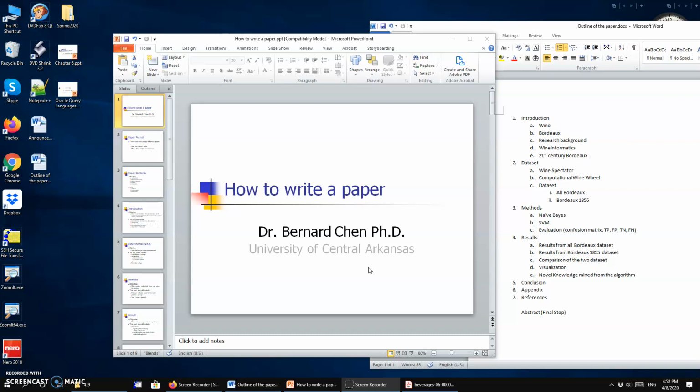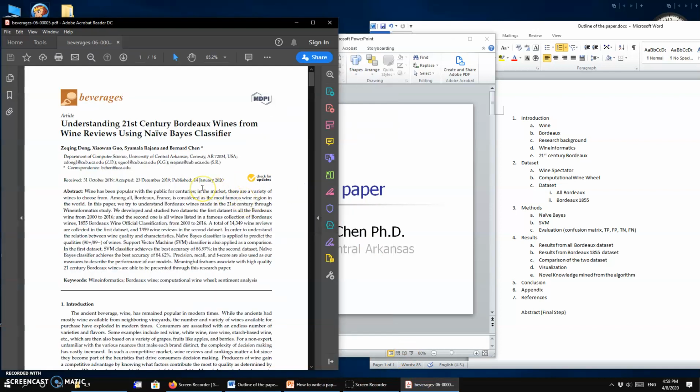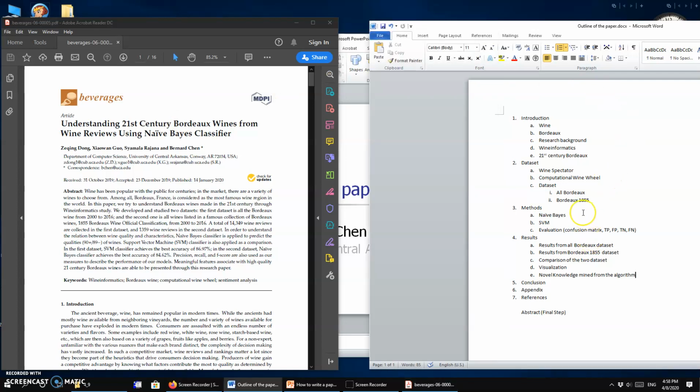So there are three files I want you guys to look at in this class. First of all, of course, is the PowerPoint slides that I prepared for you guys. The other one is the paper that we recently published in the Beverage Journal, so you will also be able to access this paper. The third document is the one on the right. I will always keep this one over here.